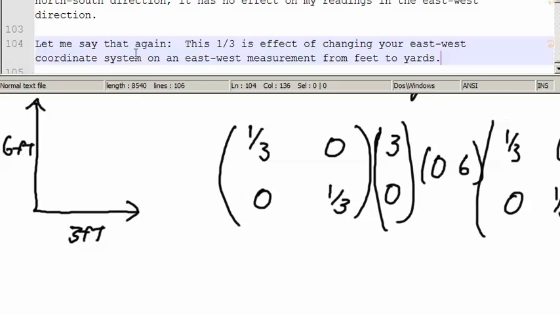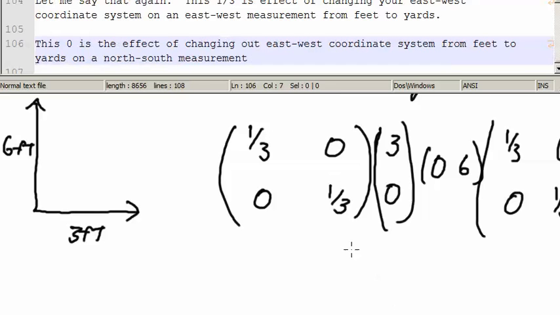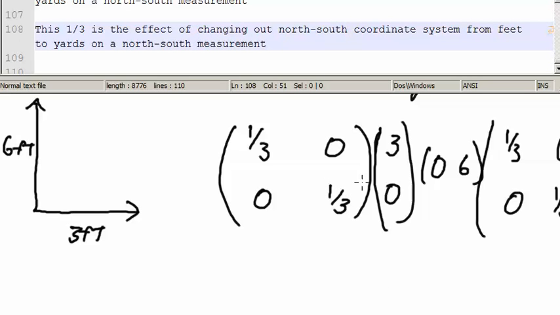Let me say that again. This 1/3 is the effect of changing our east-west coordinate system from feet to yards on an east-west measurement. This 0 is the effect of changing our east-west coordinate system from feet to yards on a north-south measurement. It has no effect at all to change the east-west coordinate system on a north-south measurement. This 1/3 is the effect of changing our north-south coordinate system from feet to yards on a north-south measurement. So those match.